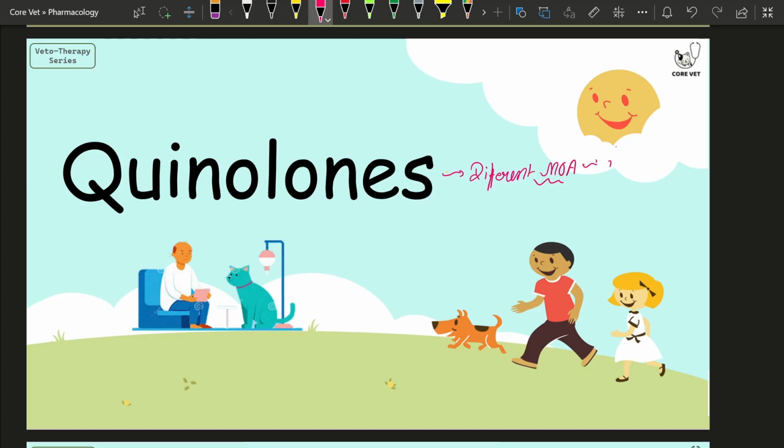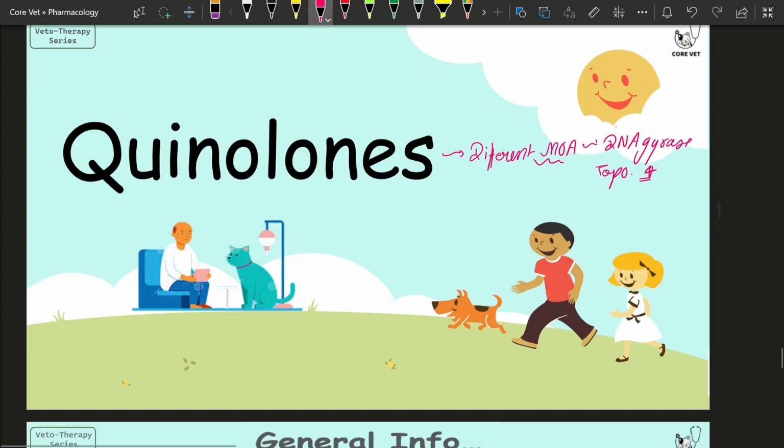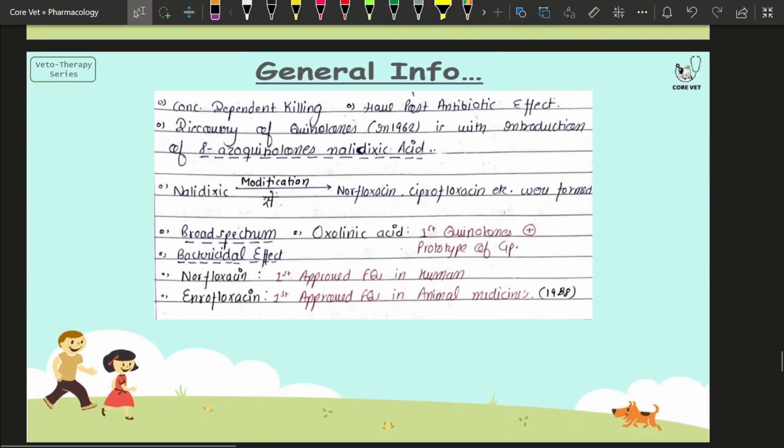This particular class of drug inhibits the DNA gyrase and topoisomerase 4, which we will discuss in the mode of action. So let's begin with the general information regarding the quinolones. Maximum of the points we had already discussed. If you remember all the points from general chemotherapy part 1 and part 2, then you can write many of the general information regarding all the classes of drugs that you had studied, right?